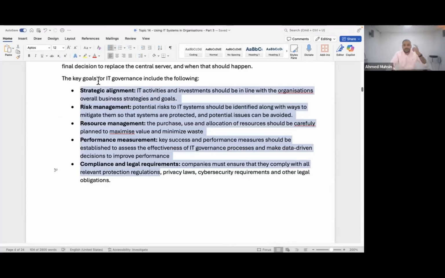Strategic alignment. Strategic alignment means ensuring that the IT systems and equipment we have support the business goals. Okay? Risk management. When it comes to risk management, we use our IT systems to identify potential issues that can come up and ways to mitigate them, reduce them. Okay, can you guys go through this list? These are the reasons, these are the goals behind IT governance. Okay.